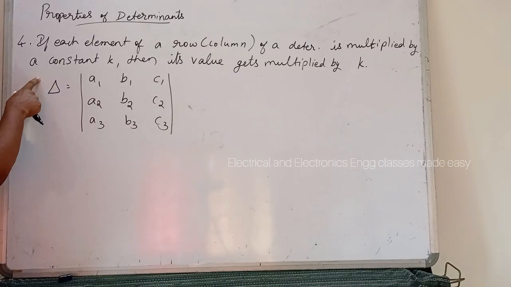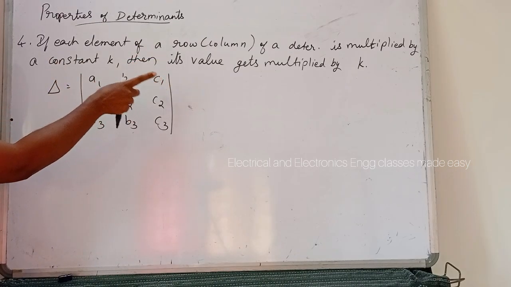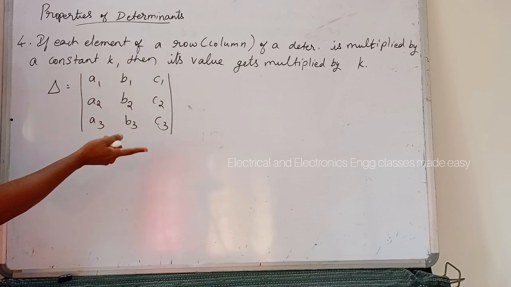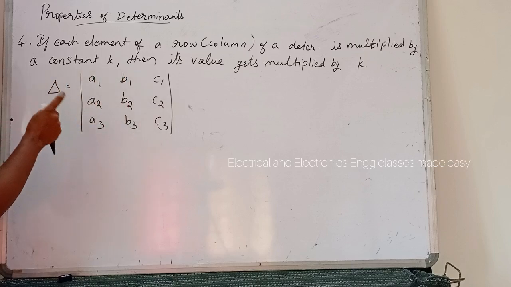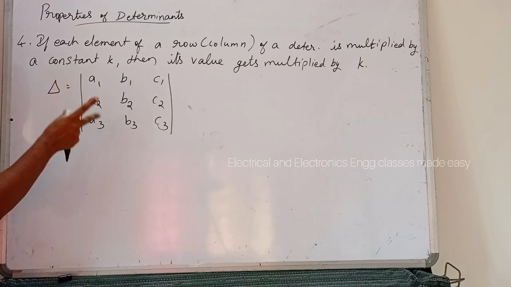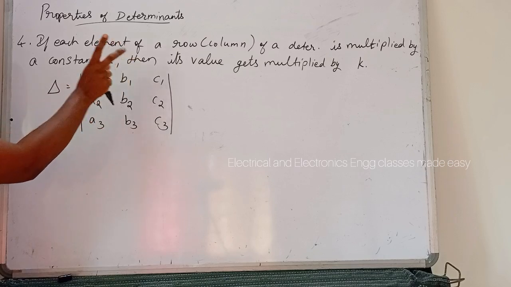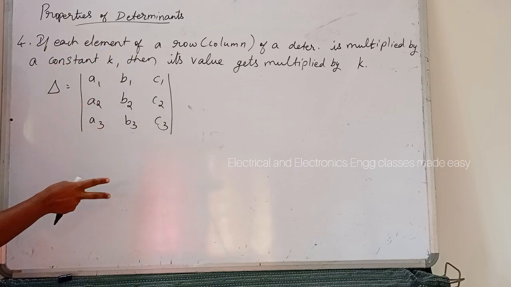Then fourth property: if each element of a row or column of a determinant is multiplied by a constant k, then its value gets multiplied by k. So, if any one row or any one column of a determinant is multiplied by constant k, then its value gets multiplied by that constant k.